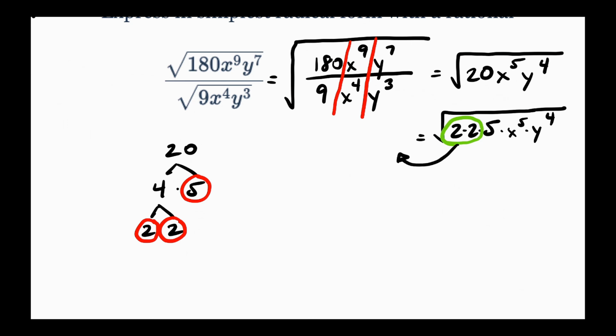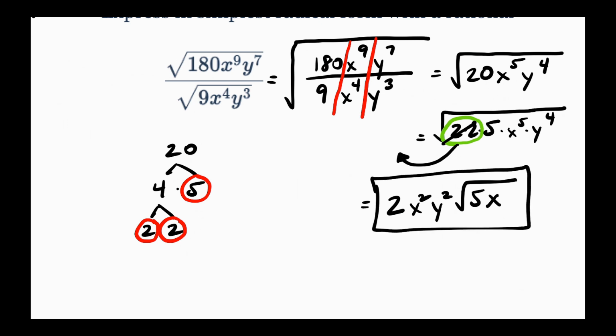Okay, so 2 times 2 is 4. The square root of 4 is 2. Cross those out. 5 has to stay. But how many doubles are in x to the 5th? 2 doubles, right? So x squared comes out, leaving 1 x behind. And then how many doubles are in y to the 4th? None left behind. So 5x is left in there. There are no y's on the inside because I took all of them.